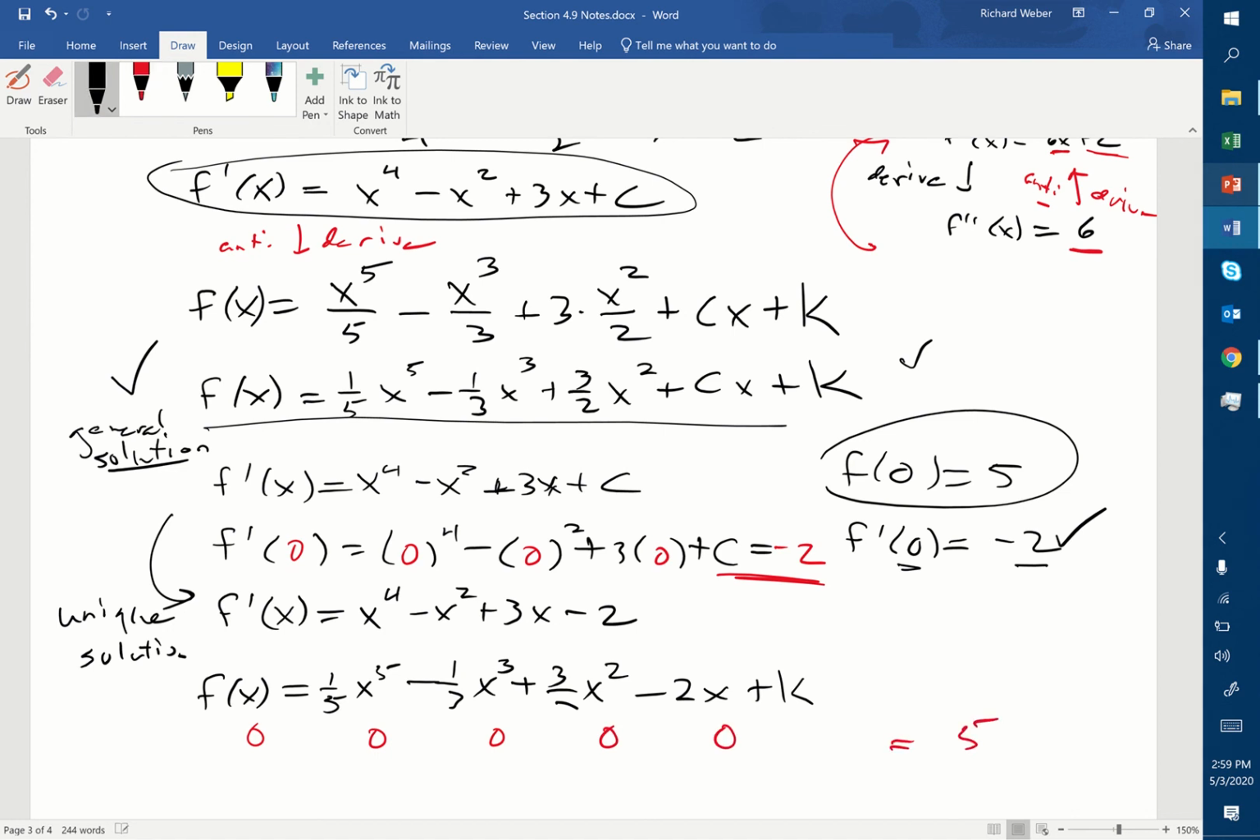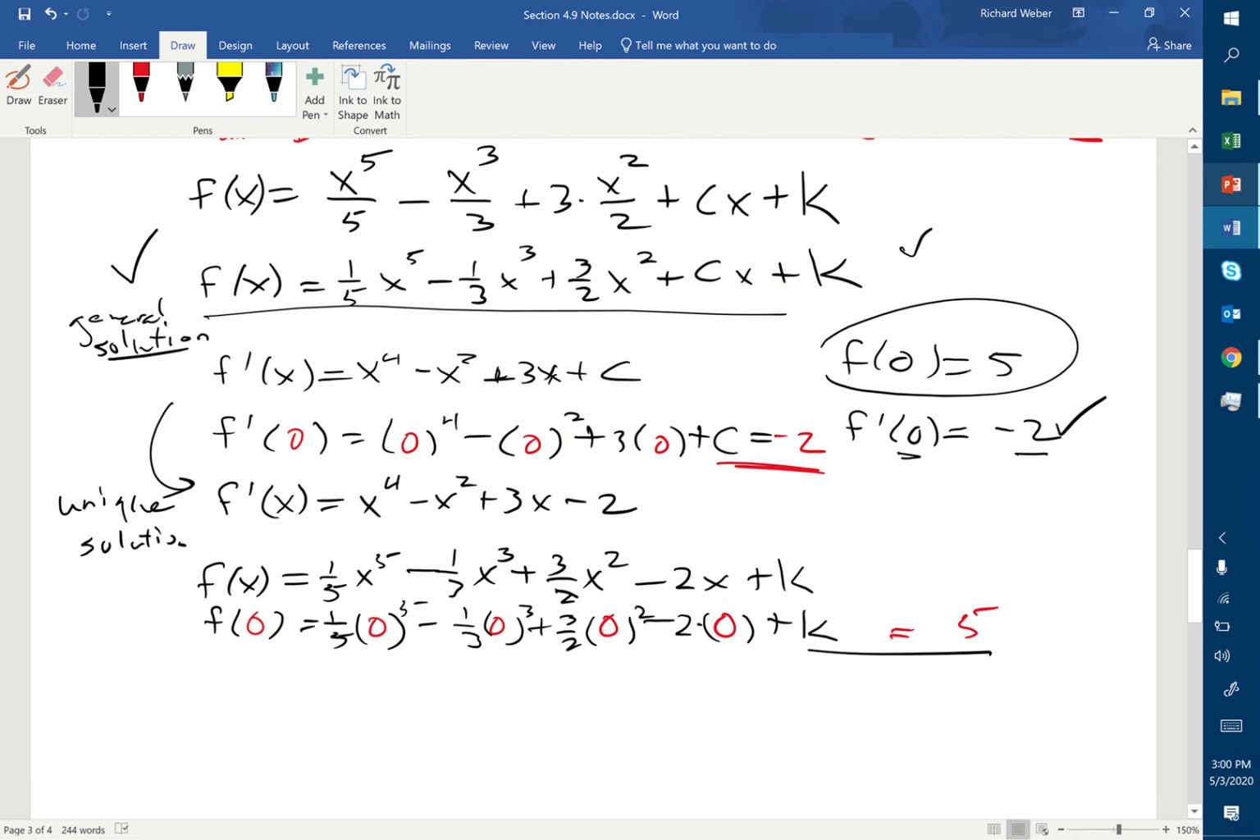Okay? So when you do f of 0, it's going to be 1/5 0 to the 5th minus 1/3 0 cubed, etc. This is a 2, right? 3/2 squared minus 2 times that plus k. And if you plug in 0, it's pretty clear that k should be 5. And so now here is your unique solution. You write the whole thing out again. It's 1/5 x to the 5th minus 1/3 x cubed plus 3/2 x squared minus 2x plus 5.